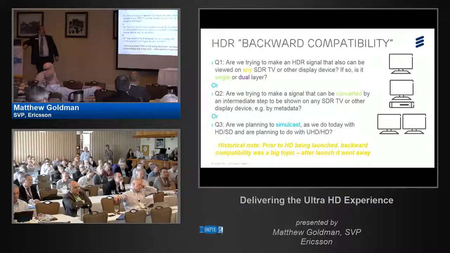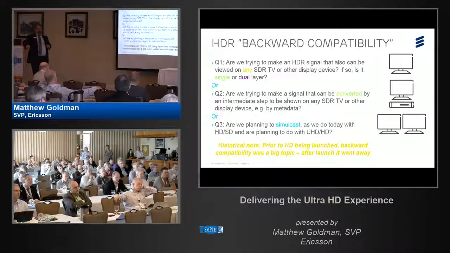A moment on HDR. Maybe I'll skip this because I'm almost out of time. We're okay? All right. Well, I still got more slides after this, though. All right. This interesting stuff? Okay.